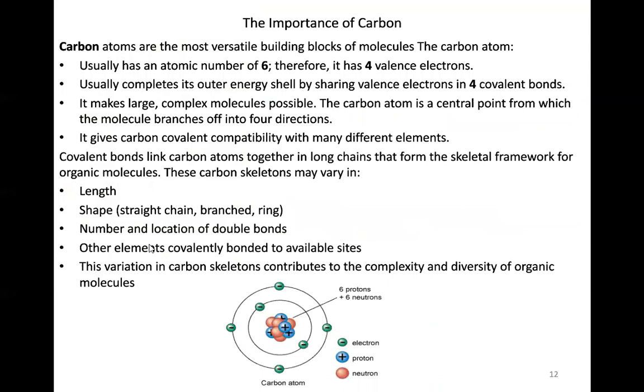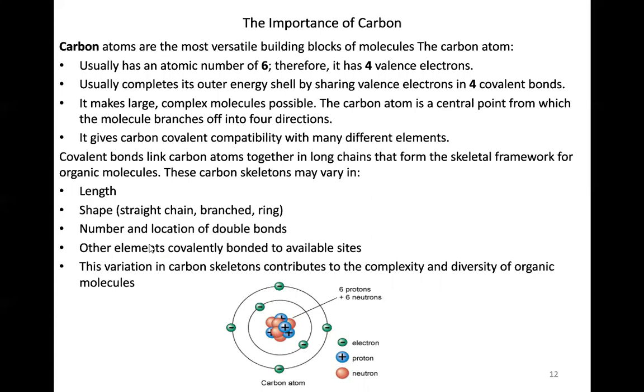We already kind of talked about carbon. It's the most versatile building block of molecules, and that's because it has that atomic number 6, therefore having 4 valence electrons. And so it can share up to 4 times covalently, making large complex molecules possible, with carbon being a central point from which the molecule can branch off into 4 different directions. It gives carbon covalent compatibility with many different elements. And so covalent bonds that link carbon atoms together in long chains form the skeletal framework for our organic molecules.